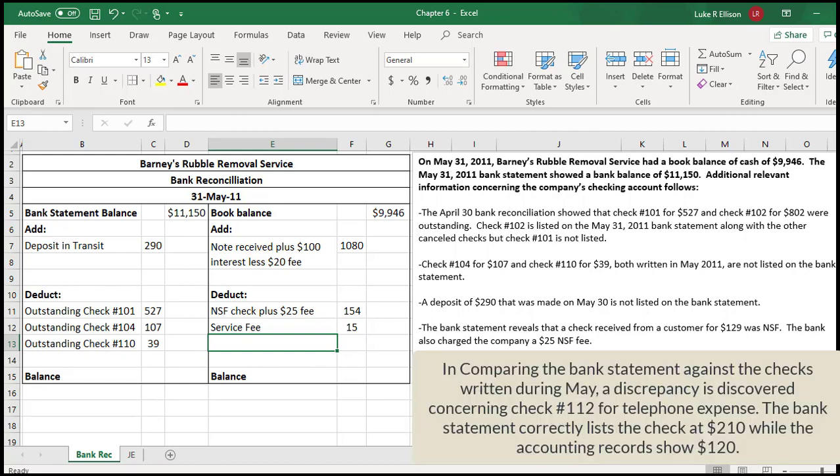Finally, in comparing the bank statement against the checks written during May, a discrepancy is discovered concerning check 112 for telephone expense. The bank statement correctly lists the check at $210, while the accounting record shows $120. So here we have an error, which can be one of the trickier lines on the bank reconciliation. I suggest you approach errors in a three-step process.